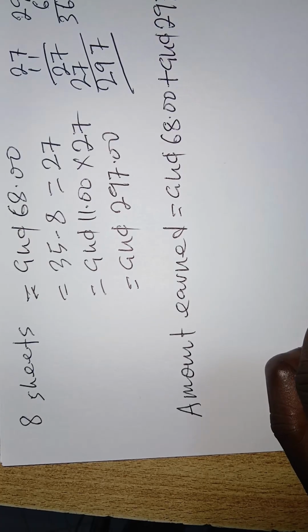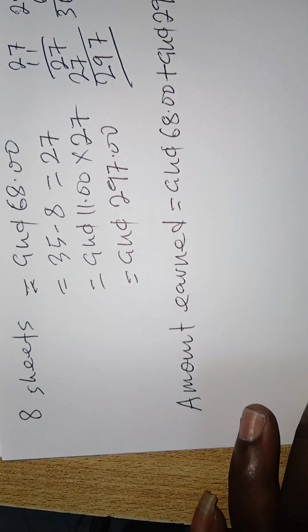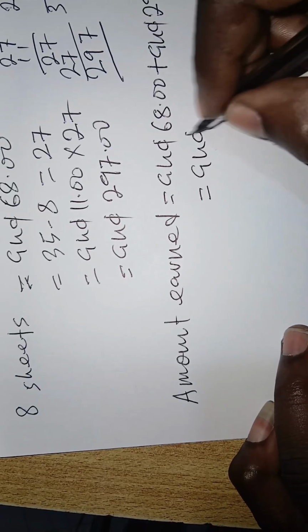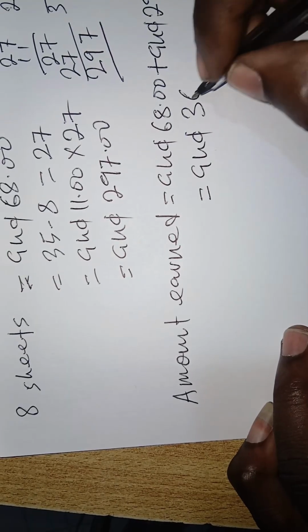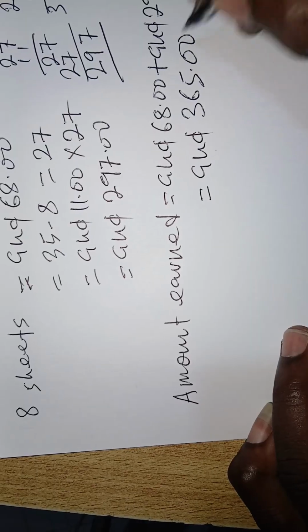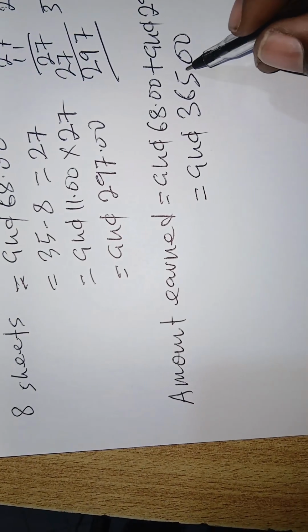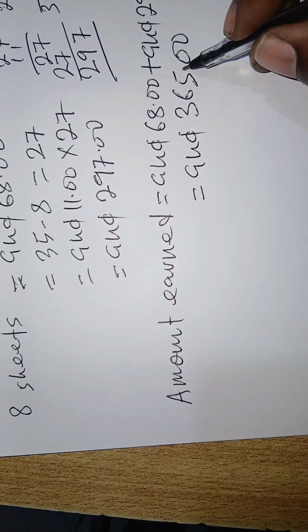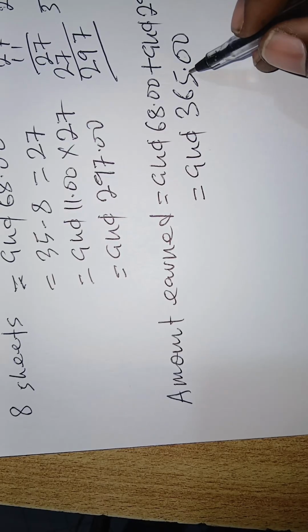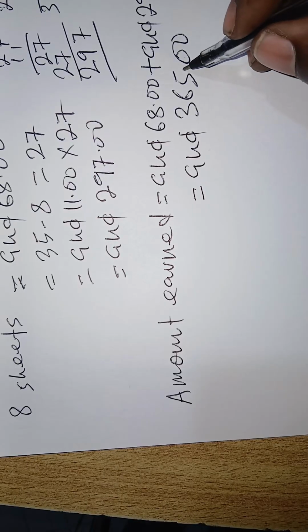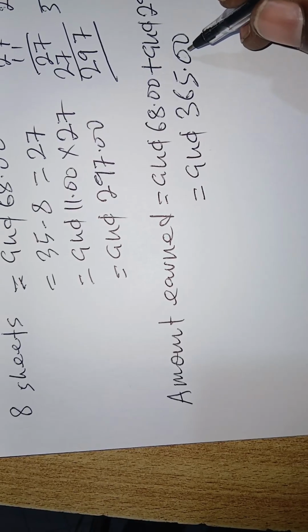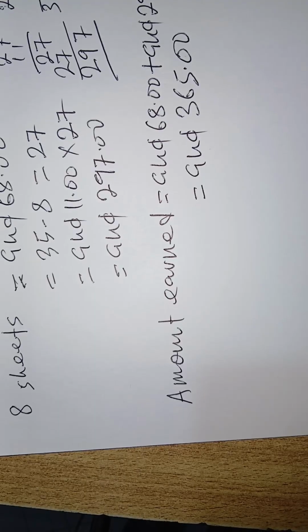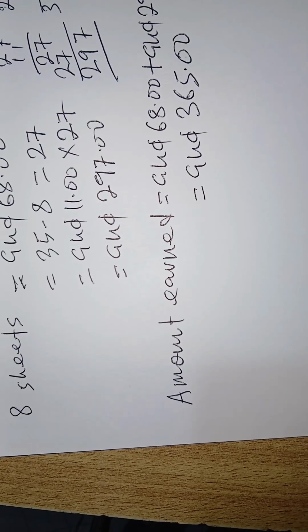Good. So my final answer is going to be 365 Ghana cedis. Please always add the pesewas because we use pesewas. So always add the pesewas. Do not leave it at 365. Leave it at 365.00 to cater for the Ghana pesewas. That is question 1C, and that is the end of question 1.